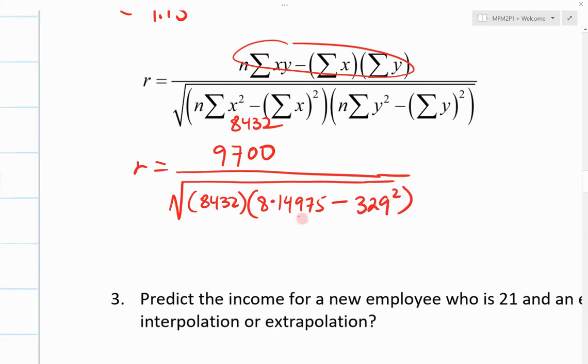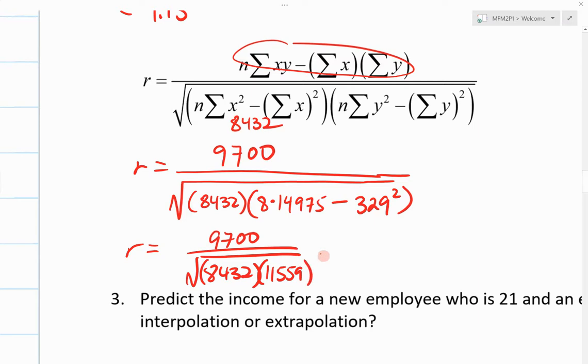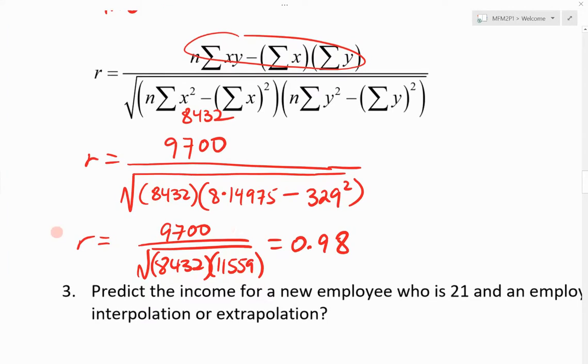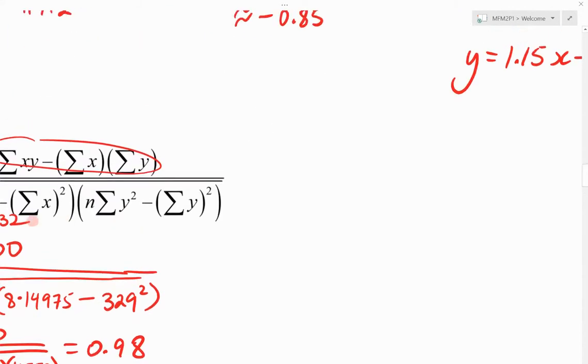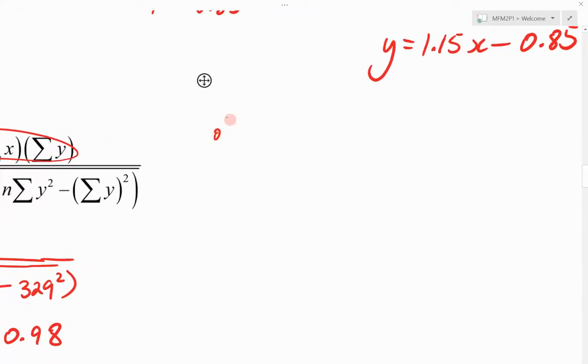Close that bracket. R equals 9,700 divided by the square root of 8,432 multiplied by 11,559. And that equals 0.98. Take a moment to pause this video and check that out for yourself. Okay, so let's look at the conclusion here. Therefore, R equals 0.98.